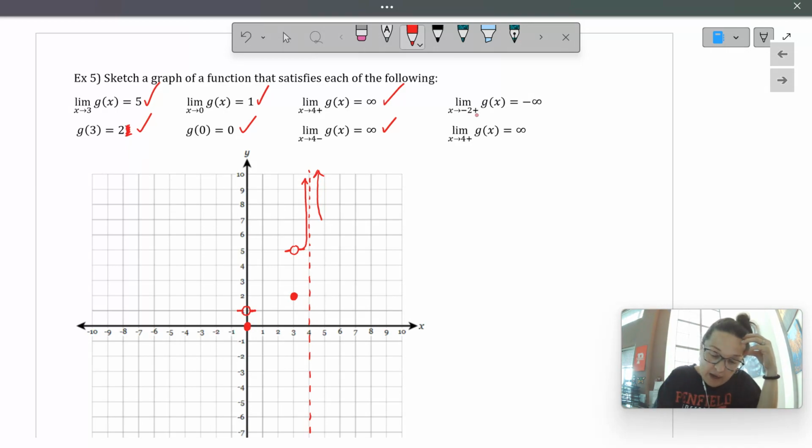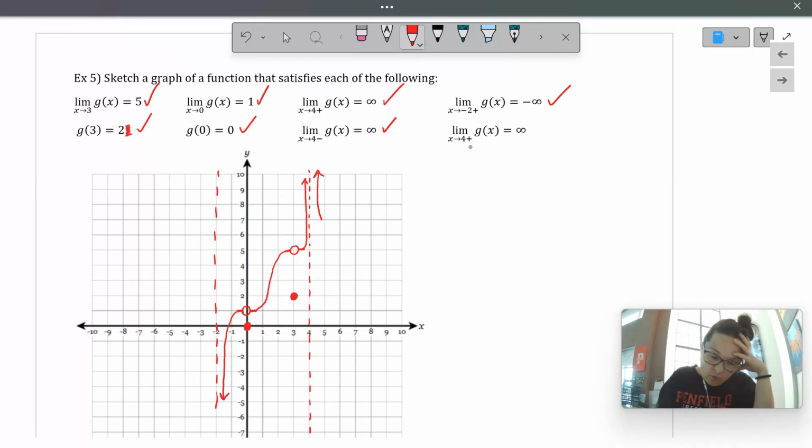And coming at -2 from the right, g of x needs to go to negative infinity. So what I'm going to do is just connect these and then go down to negative infinity.